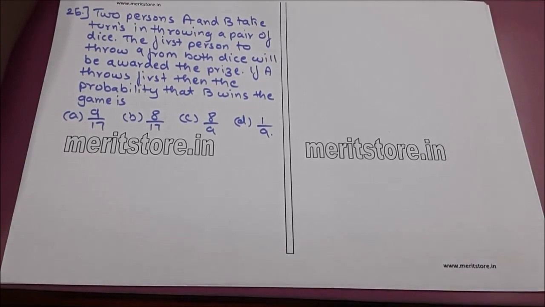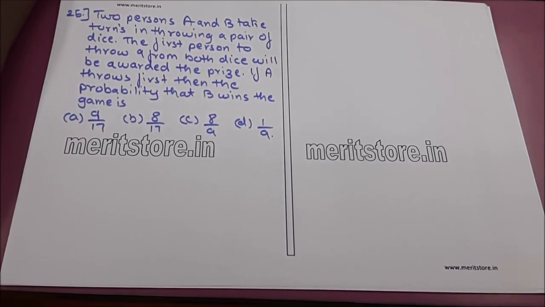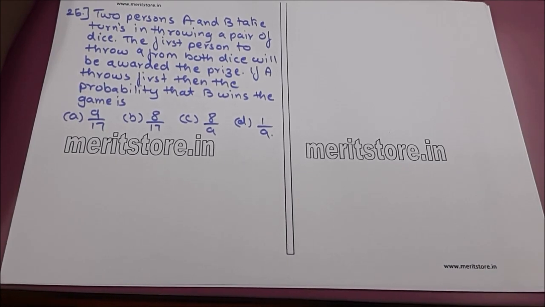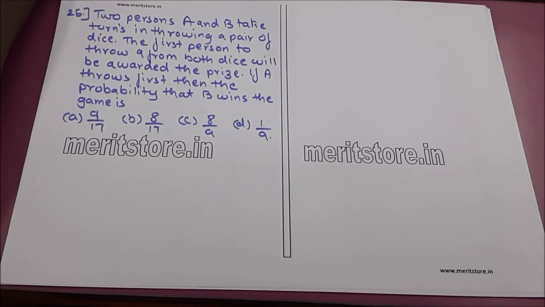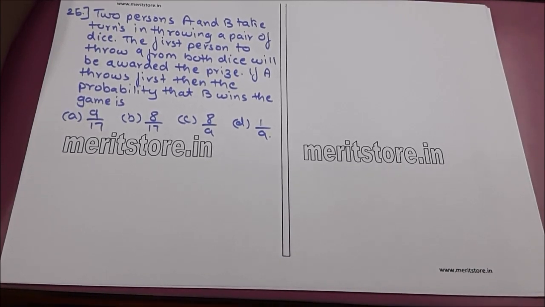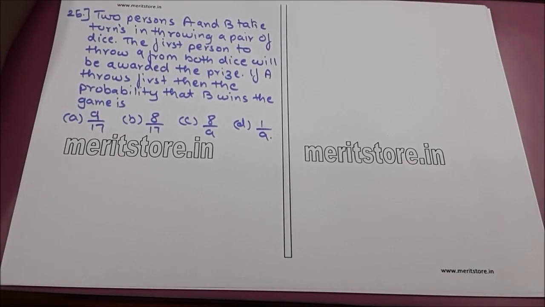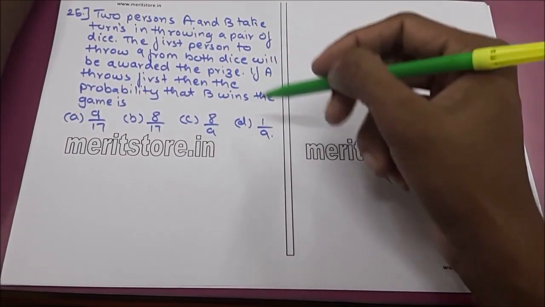Question 25. 2 persons A and B take turns in throwing a pair of dice. The first person to throw a sum of 9 with both dice will be awarded the prize. If A throws first, then the probability that B wins the game is A 9 by 17, B 8 by 17, C 8 by 9, and D 1 by 9.